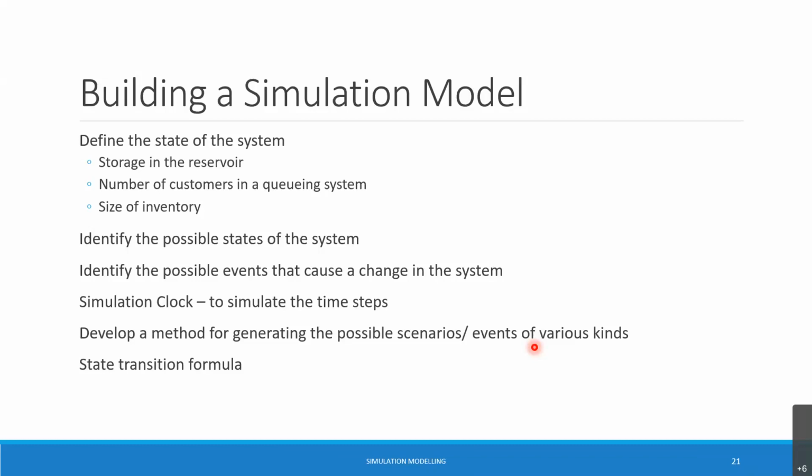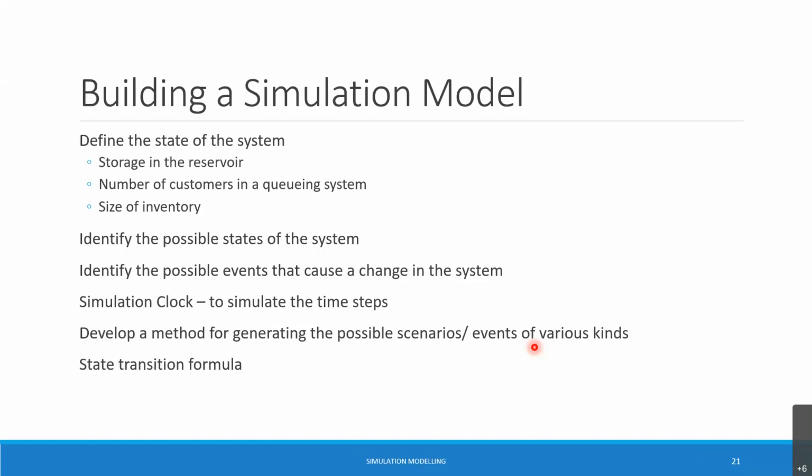But when you try to build a simulation model, first you define the state of the system. For example, for a reservoir, the state of the system could be the amount of water stored in the reservoir at this moment. Or let's say I'm talking about an inventory control system. Then the state of the system would be the stock that I have in my inventory at the moment. Or let's say I'm talking about a queuing system. Then the state of the system could be the length of the queue now: how many customers are there in the queue at this moment.